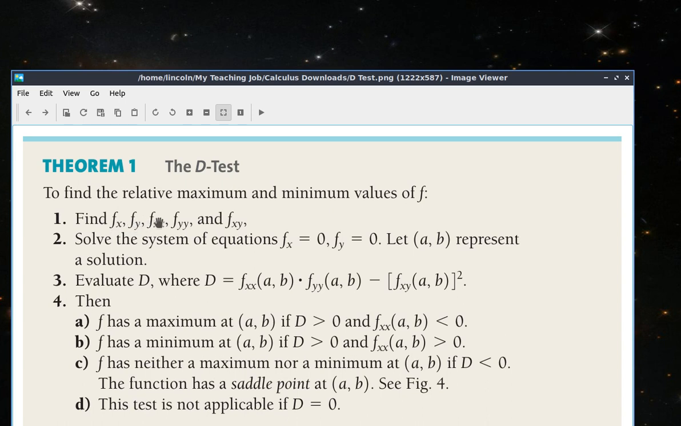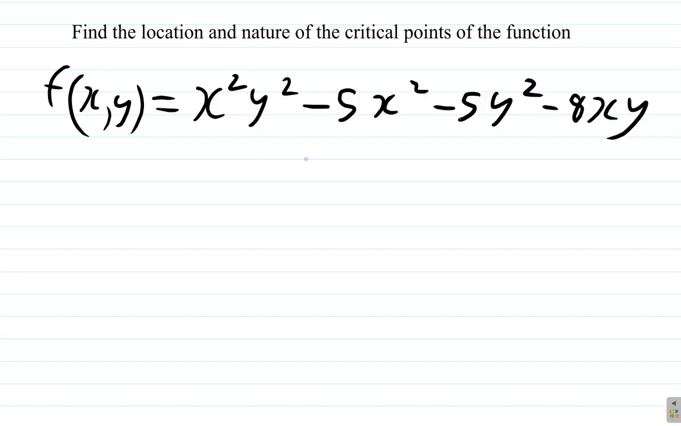So we find fx, fy, fxx, fyy and fxy. We also find fyx. We expect fxy to be the same as fyx. So let us find those.